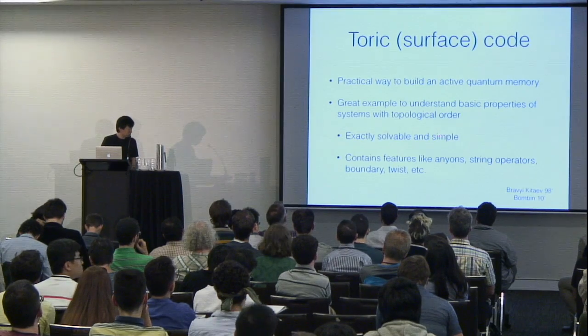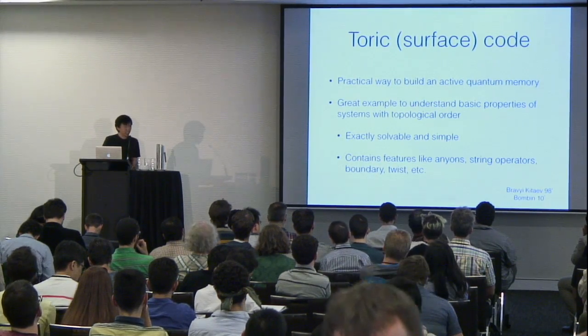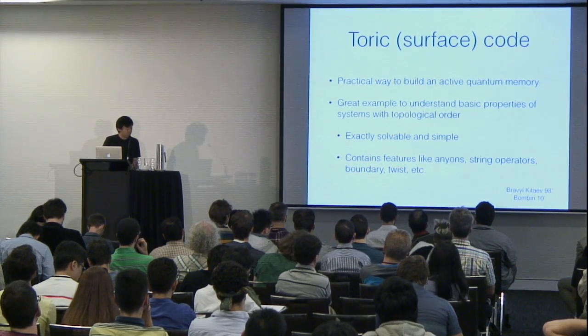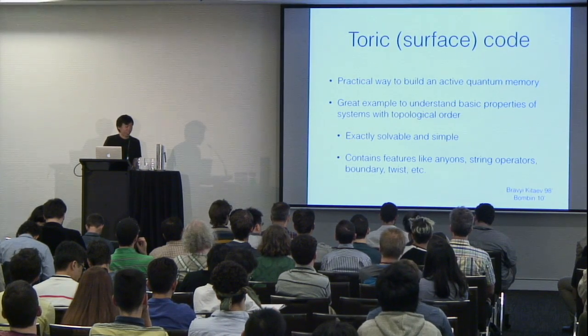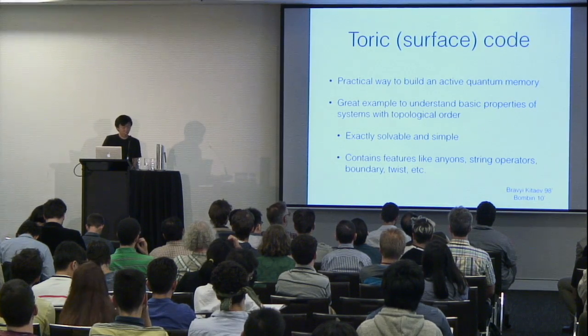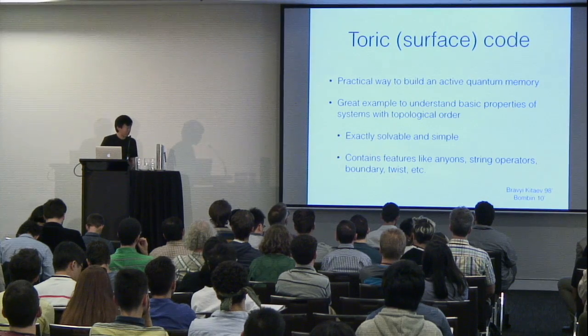And while it's quite simple, the Toric code already contains features like anyons, string operators, boundaries, or twists, and all these things can be very complicated for general topological models, and the intuition we get from Toric code is very helpful for us to deal with the general case.